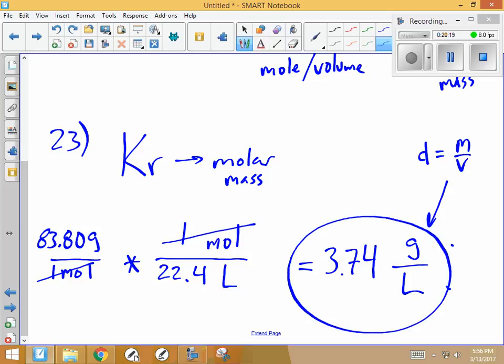Notice how I have the correct number of significant figures, and I have my units. And that is it for today's homework.